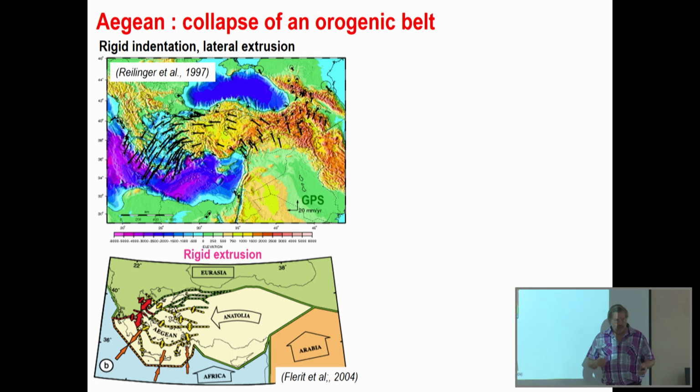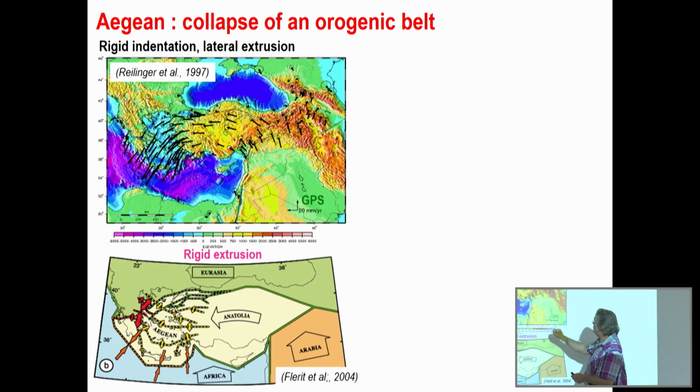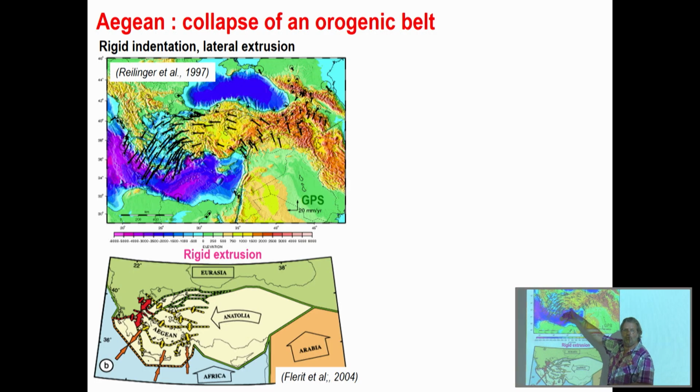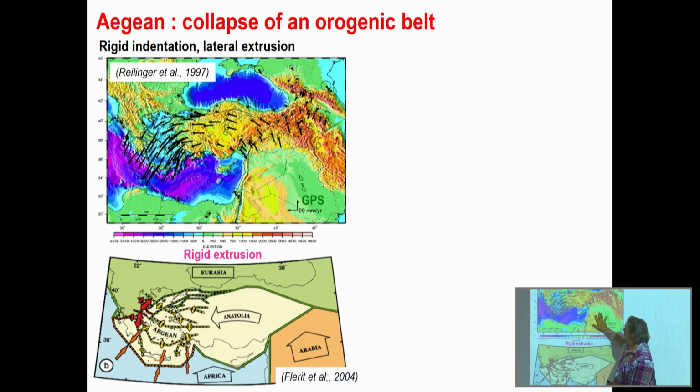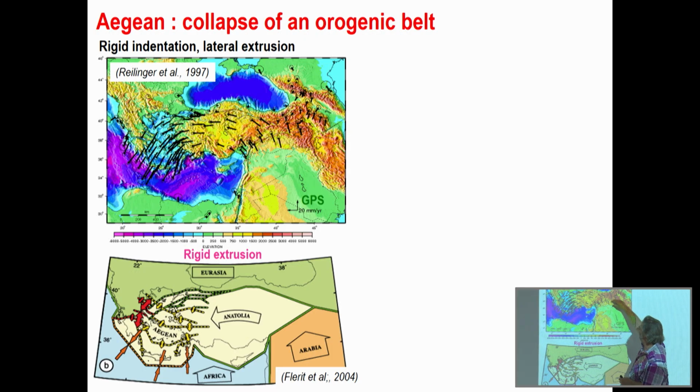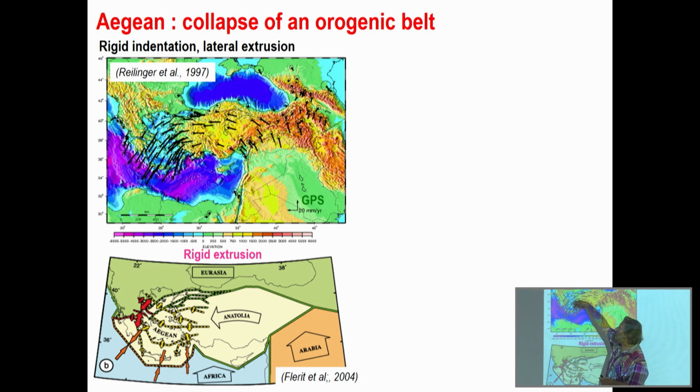So at first, same models as for Tibet or even the Alps, actually. I didn't mention them for the Alps, of continental collision, extrusion, except that here the free boundary is towards the west and not the east. And you see, I think it's even more compelling here. So the vector, that's GPS, and current day displacement. The vector goes from north-south to east-west and even south-north.